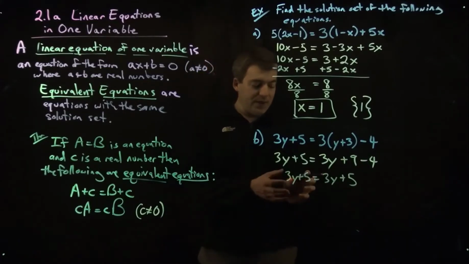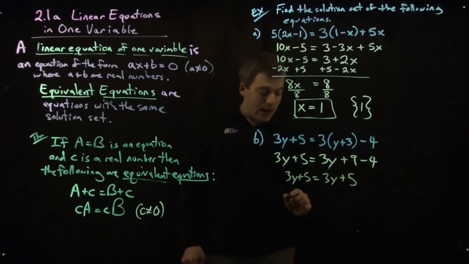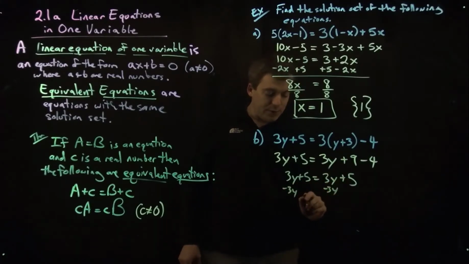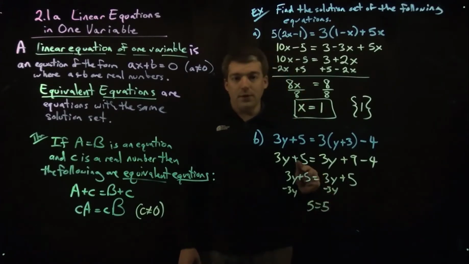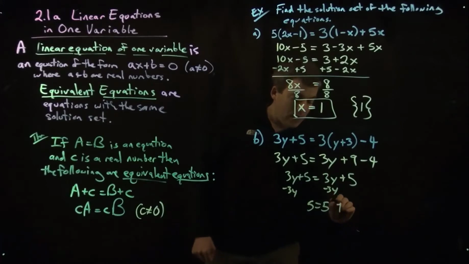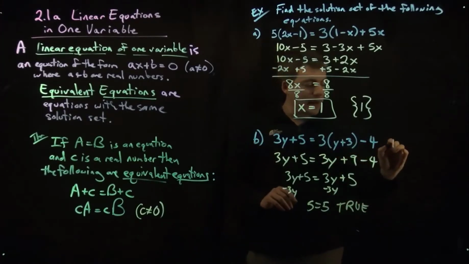All right, if you notice we have the same thing on both sides, we could subtract the 3y, I guess. You can also subtract the 5. In this case, you get 5 equals 5, which, if you recall from the previous video, this is an identity. This is a true statement. That means the original was an identity.